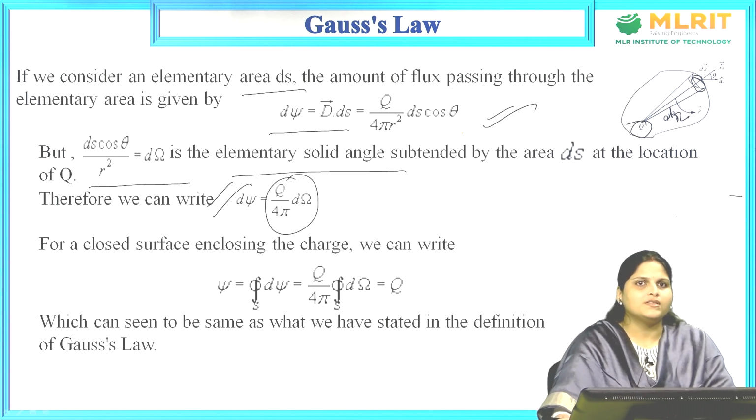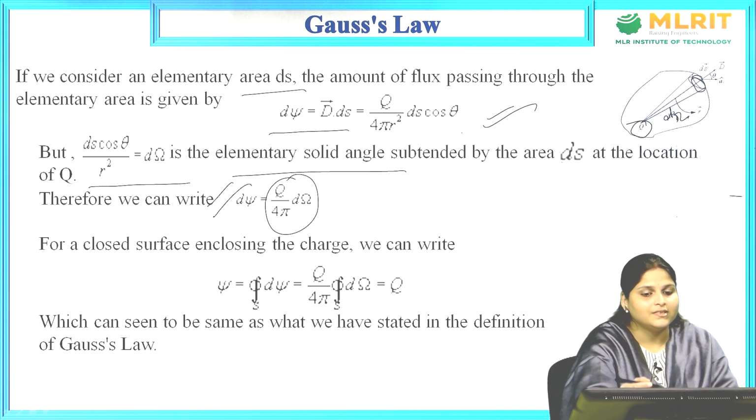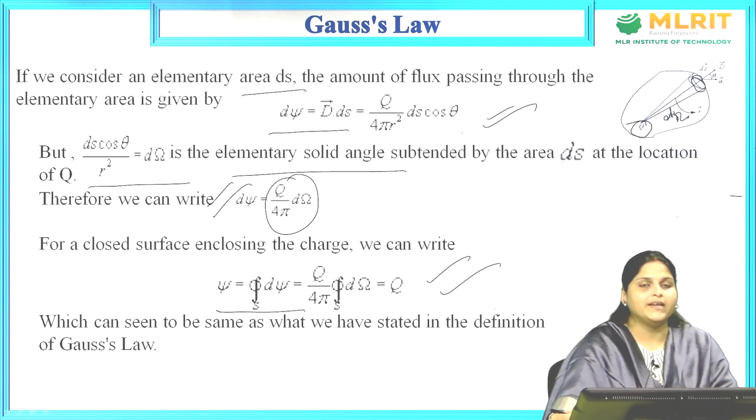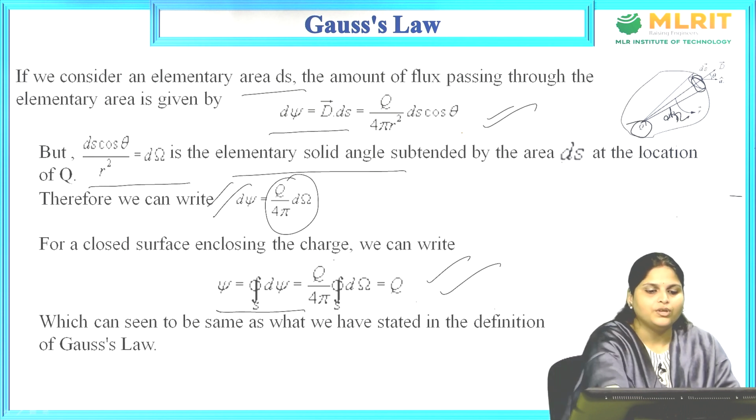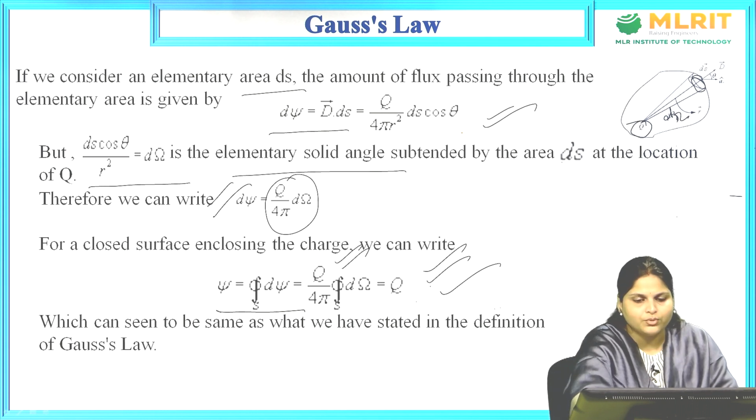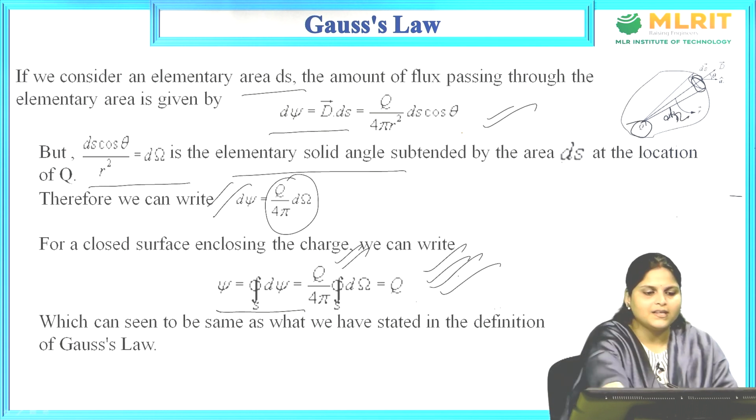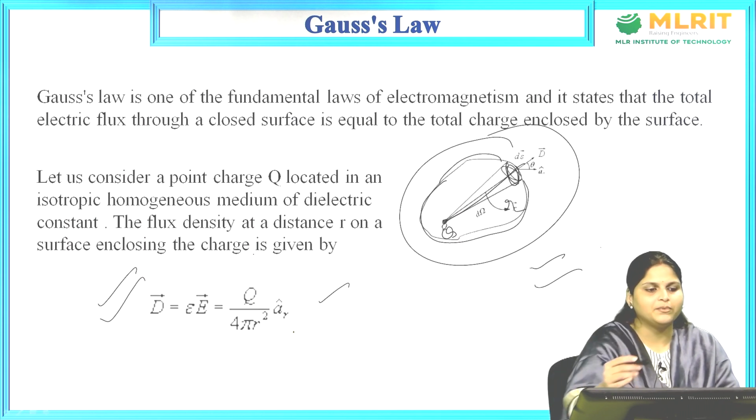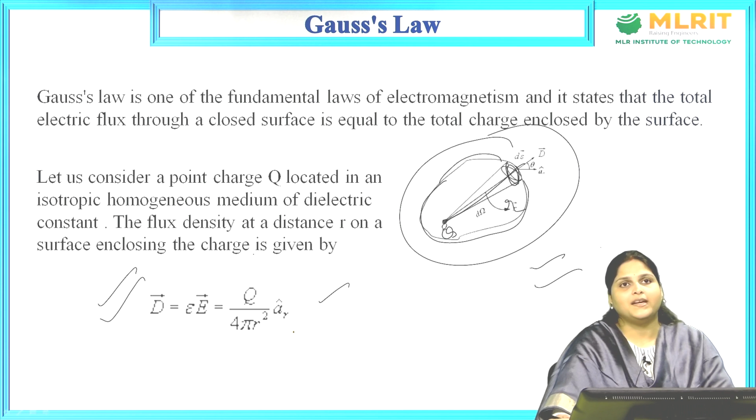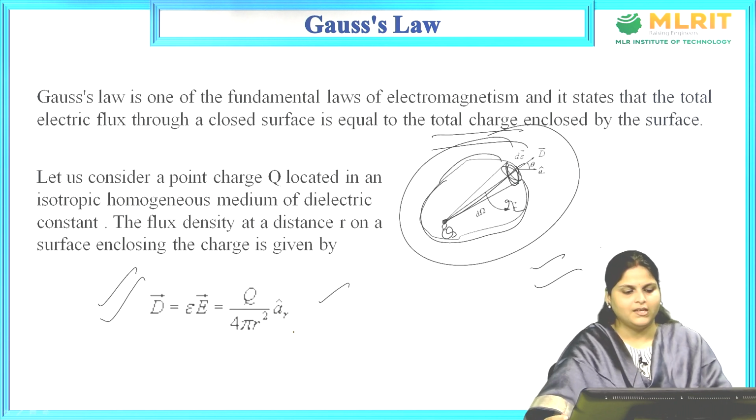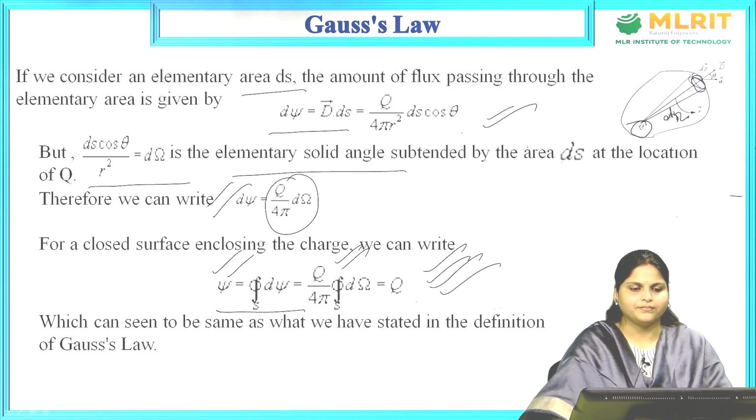And for a closed surface which is enclosing the charge, this equation can be written as psi equals the integration over S of d psi, which equals Q upon 4 pi times the integration over S of d omega, which equals Q. And this is nothing but the Gauss law, which says, as you saw in the previous slide, that the total electric flux enclosed by a closed surface will be equal to the total charge present in that surface. So this was the Gauss law.